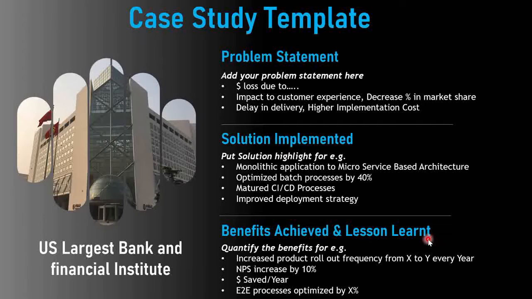I'm saying my NPS has increased by 10%, which is my net promoter score. I'm saying I have saved this many dollars per year. I have mentioned that the end-to-end process has been optimized by this much percentage. So whatever is the outcome, do not put it generic or theoretical. Try to put numbers to it so that the case study looks so powerful and so natural.